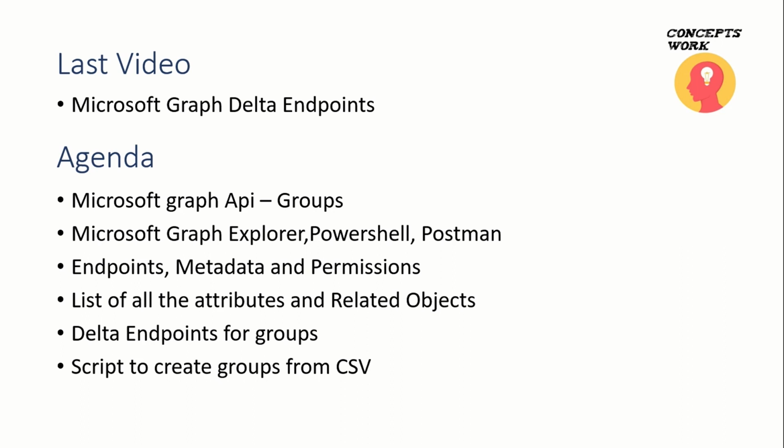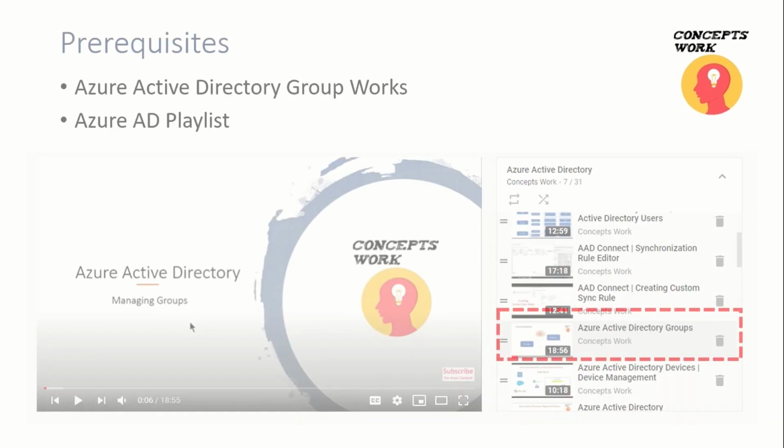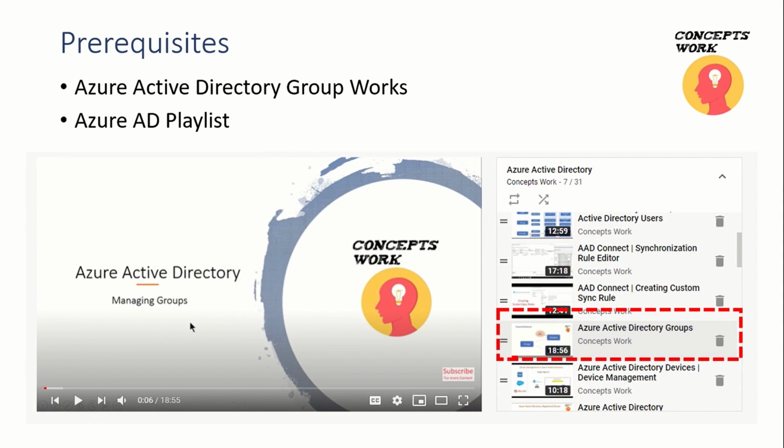To begin with, it would be perfect if you already know how Azure Active Directory groups work, because the scope of this video is not to explain how groups work, but how you can use the Microsoft Graph API to query group information. But if you want to know how Azure Active Directory groups work, you can check this playlist and watch the video on Azure Active Directory groups.